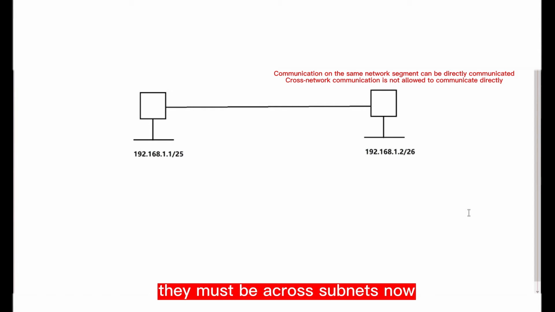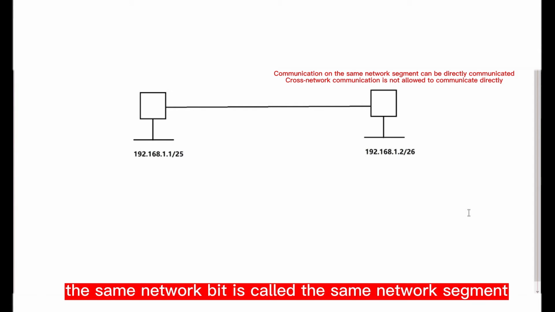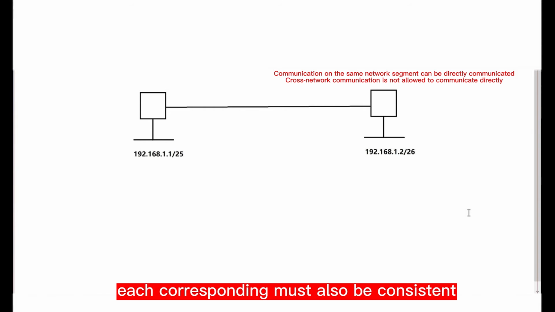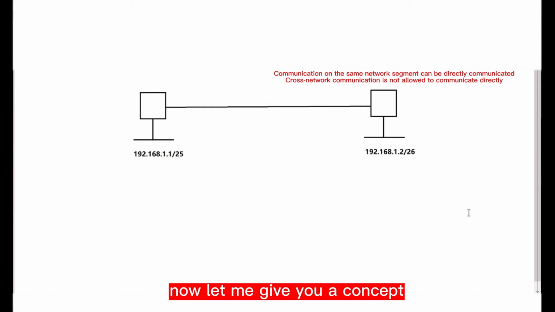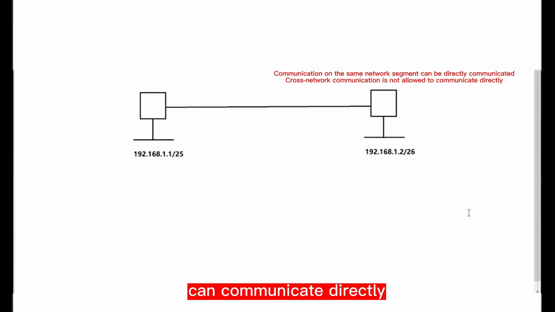Communication across network segments cannot communicate directly. They must be across subnets now. The masks are 25 and 26 bits respectively. It's definitely not consistent. The same network bits are called the same network segment. The network bits must match, each corresponding bit must also be consistent. Now let me give you a concept.